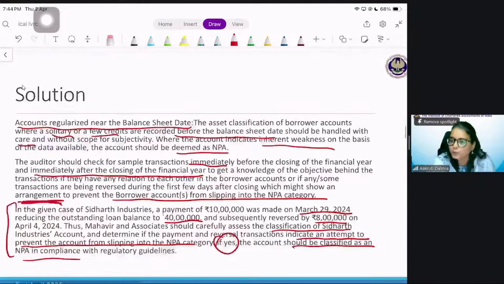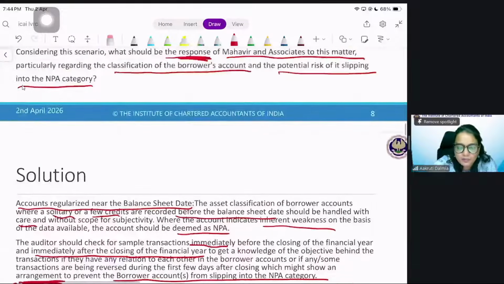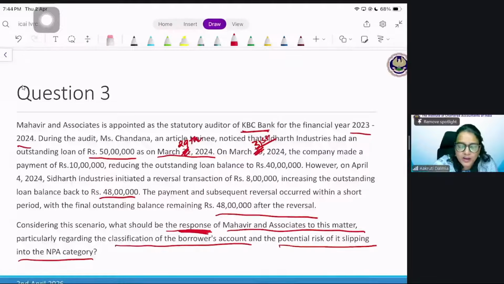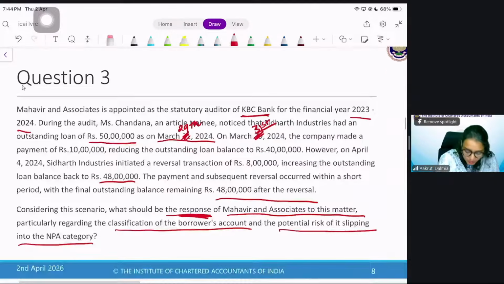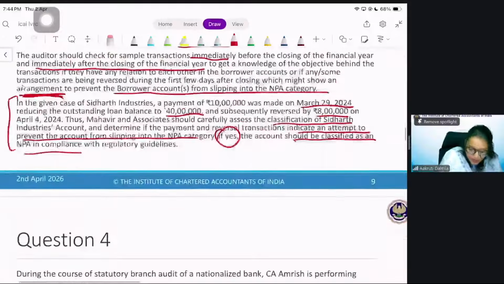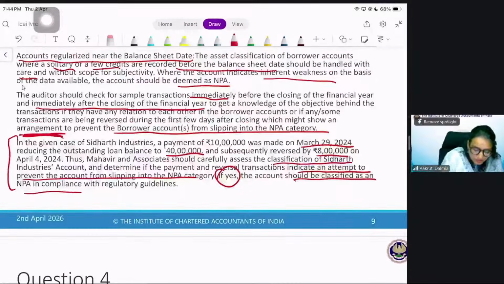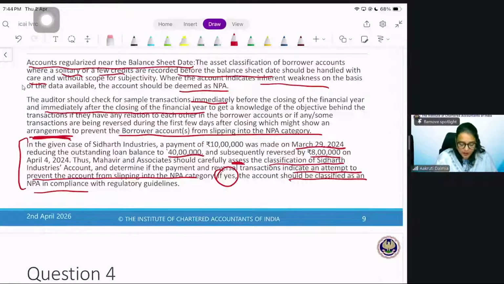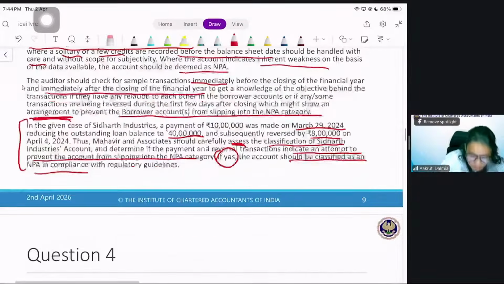From the question, you are able to know whether it is an NPA or not? No. Which means we have to do further analysis. Because from the question, it's not clear whether it's an NPA or not. But we are sensing that there is some arrangement going on. So what points have they written? That we have to assess whether these transactions are to prevent it from slipping into NPA. And if it is proven, then you can classify it as an NPA. Simple. Next question.